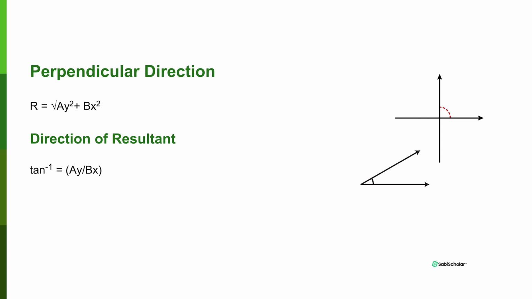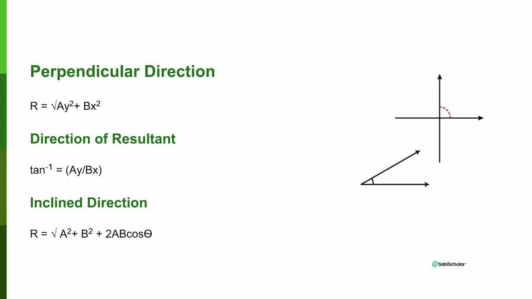The direction is going to be tan inverse of the vertical Ay divided by the horizontal Bx. So what of the case whereby they are not perpendicular? Because perpendicular means that they are at 90 degrees to each other, right? What if you have a vector A and a vector B that are not perpendicular, rather they are inclined at an angle theta to each other?